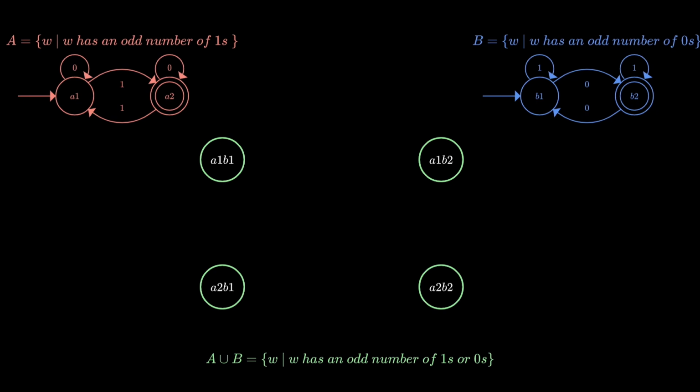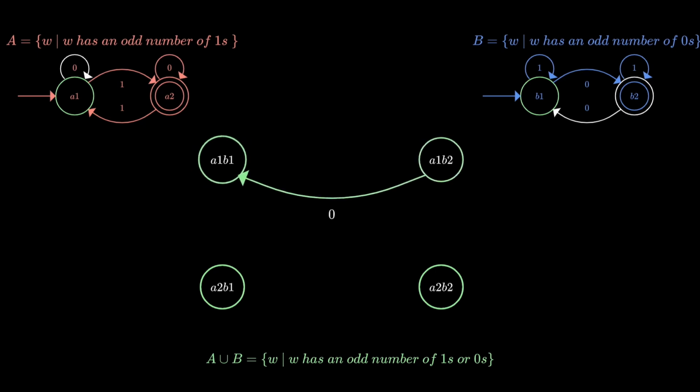Say we are in A1 and B2. Given an input of 0, we look to see where our transition function takes us in machine A, which is still A1. In machine B, if we receive a 0 in B2, we transition to B1. So we combine those two states and make that our destination.